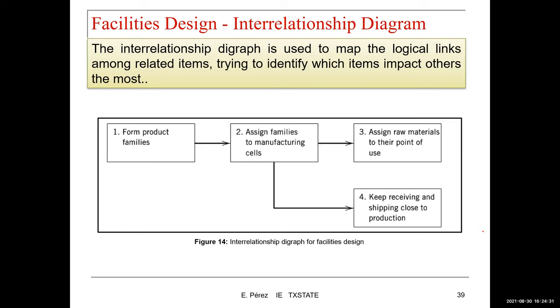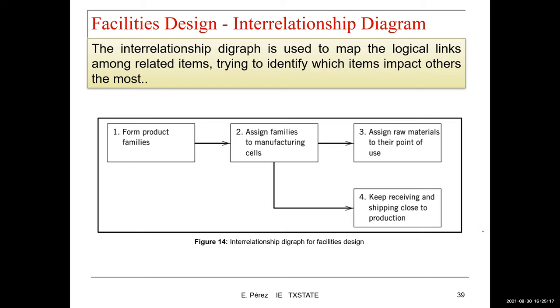There is another tool called the interrelationship diagram. It's used to map the logical links among related items, trying to identify which items impact others the most. Here we have an example of an interrelationship diagram for facilities design. So you connect those issues that are impacting others. In this case, we start from product families. A product family could be, for example, if you work for Samsung, the family of cell phones, the family of tablets, and other families in your production lines.